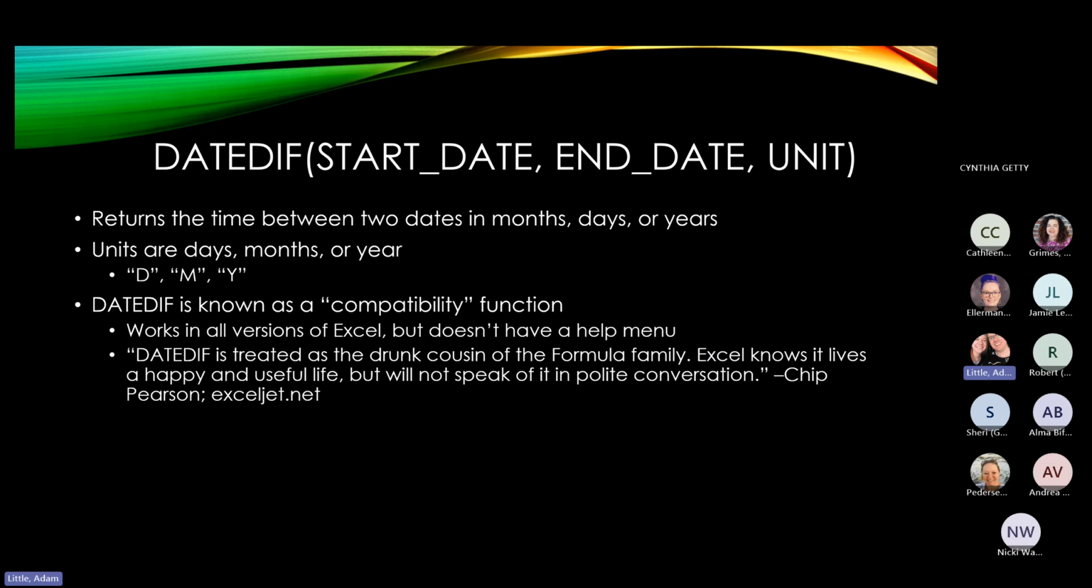Meaning that it does work in all versions of Excel, but it doesn't have a help menu. I believe that a help menu will be coming for it probably in the next major update, as it is being used on a more regular basis. But at least as of right now, it doesn't have a help menu, meaning you need to put a start date here, an end date here, and a unit. However, in Google Sheets, it does tell you that you need a start date, an end date, and a unit. So it does have a help menu versus Excel.